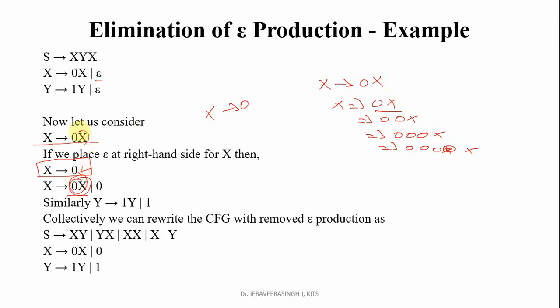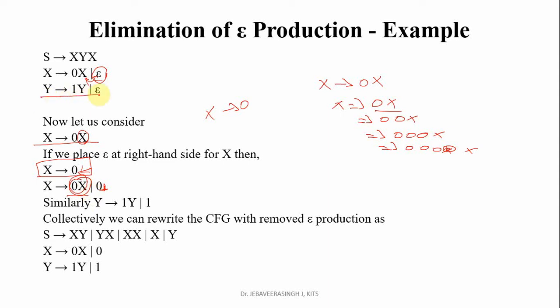Instead of this x, we are substituting epsilon, so that will give us 0. If you substitute epsilon for x, we will have 0 also as an alternate option. So please don't remove 0x blindly. It should be there.